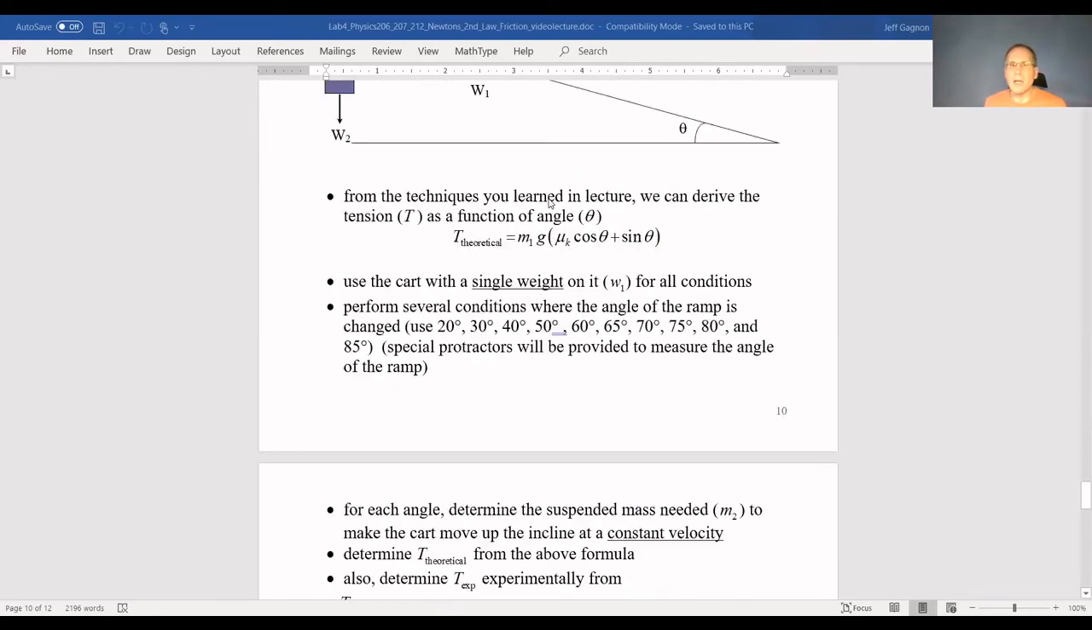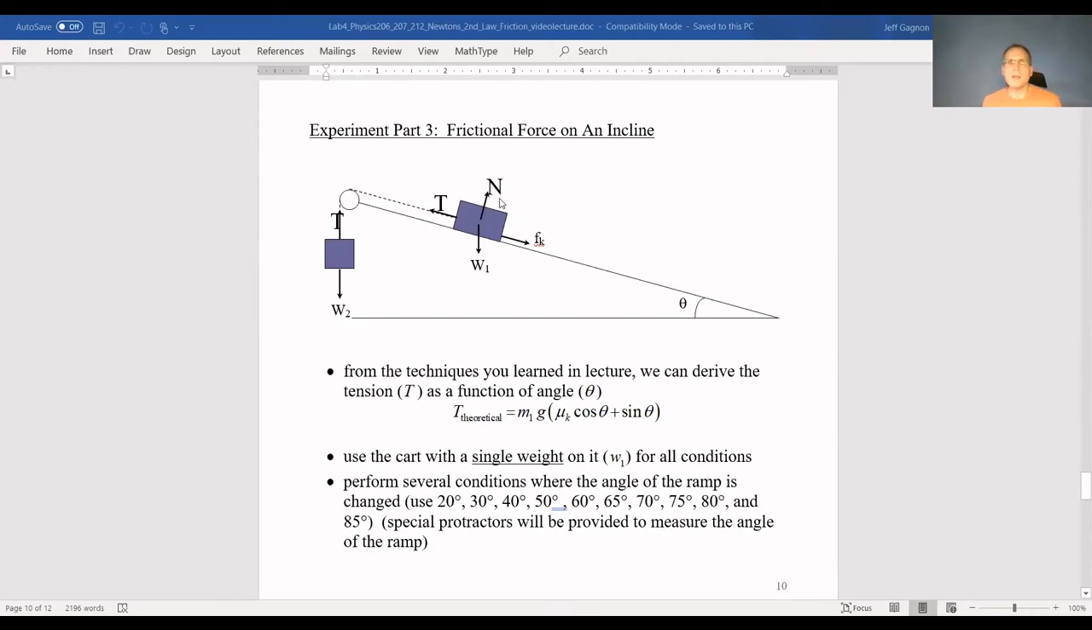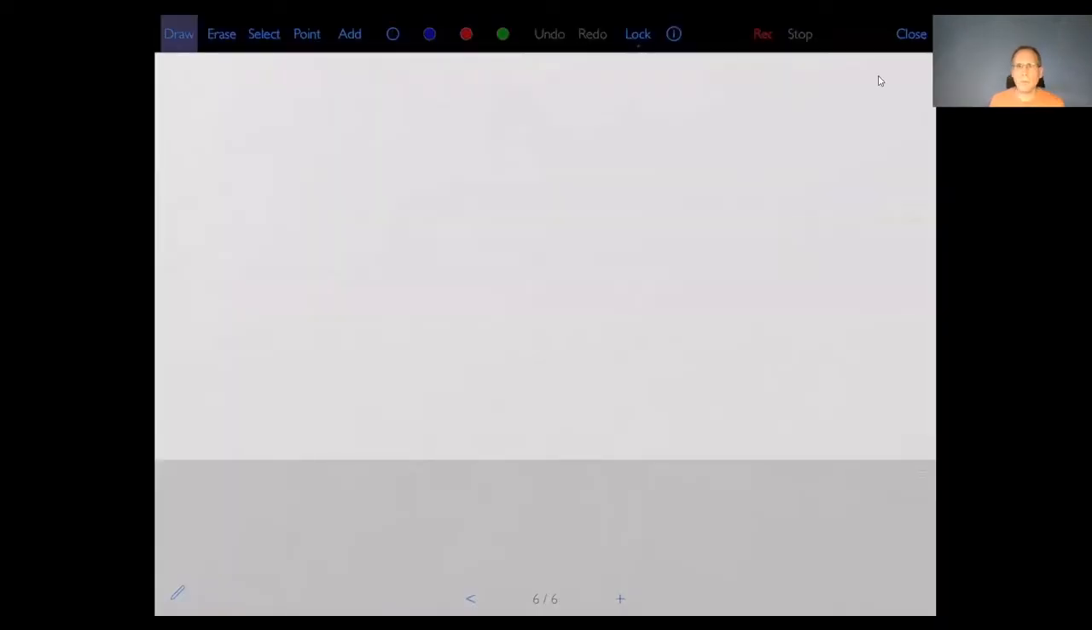Now, the theoretical tension is more complicated, right? So in theory, we should be able to calculate what this tension is pulling on the cart based on the information that we have from the cart. Okay, so actually, let me do that right now. So I'll try and derive this formula, and I'll do it on the iPad. Okay, so here's the situation, right? I have the ramp.